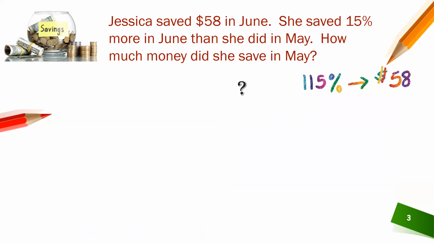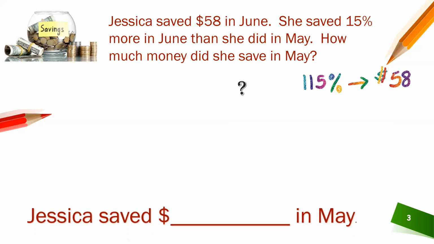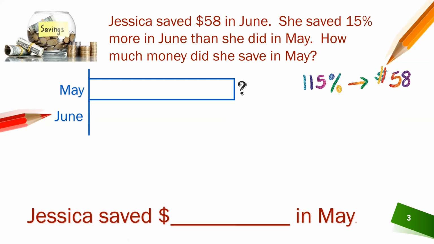Jessica saved $58 in June. She knows that was 15% more in June than she did in May. So how much money did she save in May? Well, take a look. Sentence: Jessica saved blank dollars in May, right? We have May, we have June, we have this bar model to start out with.